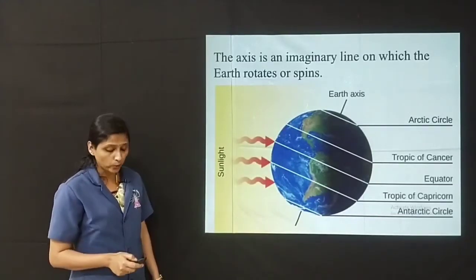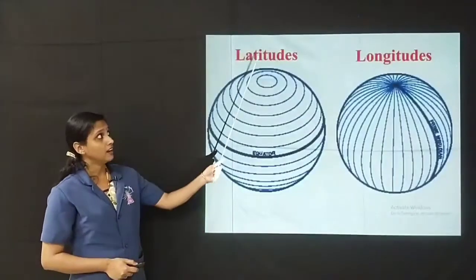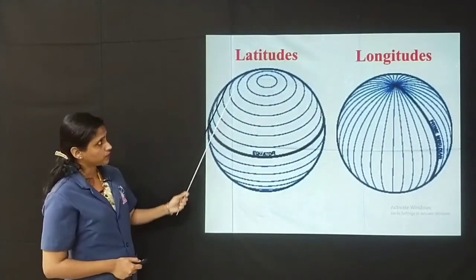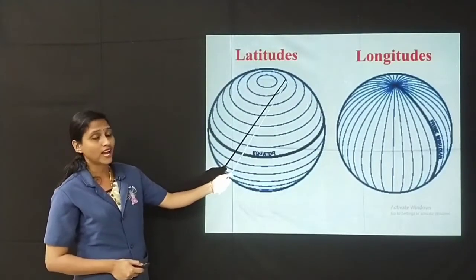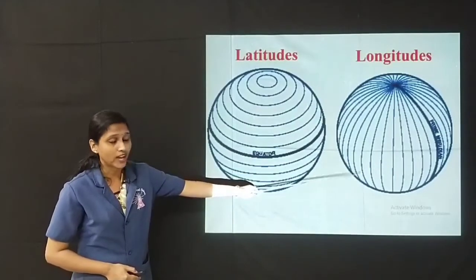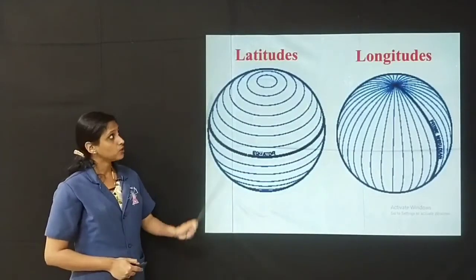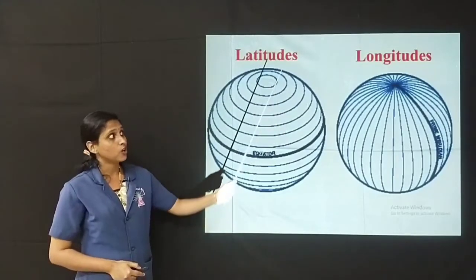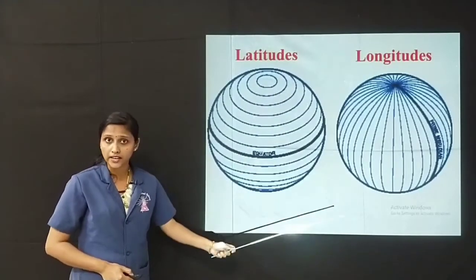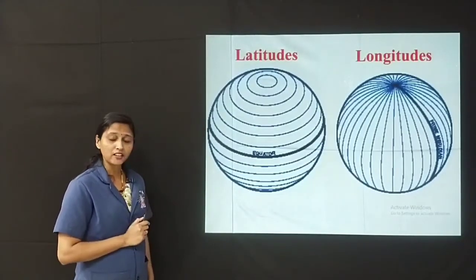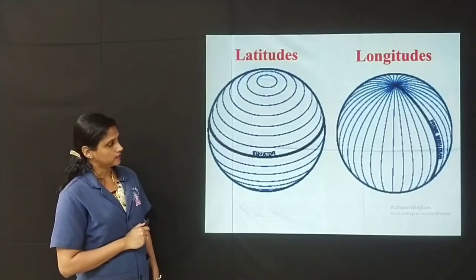So, when we look at the globe, we can see a number of lines and these lines are of two types. They are latitudes and longitudes. Look at the picture here. So, these lines are known as latitude lines whereas these lines are known as longitude lines. So, latitude lines are horizontal lines whereas longitude lines are vertical lines. These lines help us to locate the places on the earth.